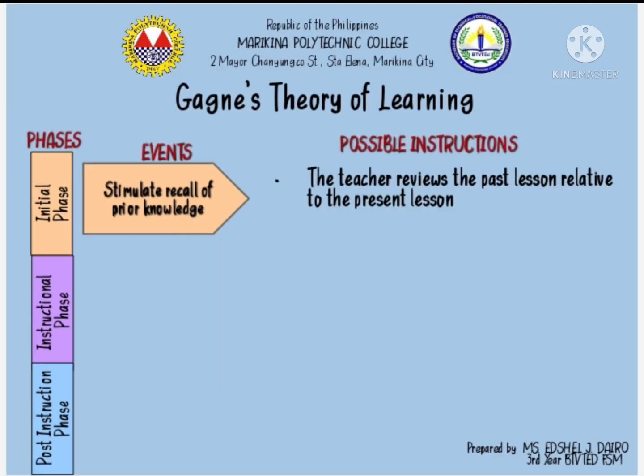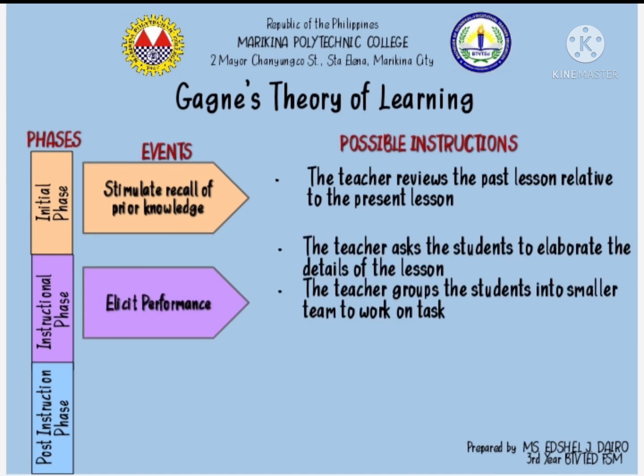The third event in the initial phase is stimulate recall of prior knowledge. The possible instruction here is the teacher reviews the past lesson relative to the present lesson. So, as a teacher, you need to discuss some information from the past lesson so that your students will remember it.